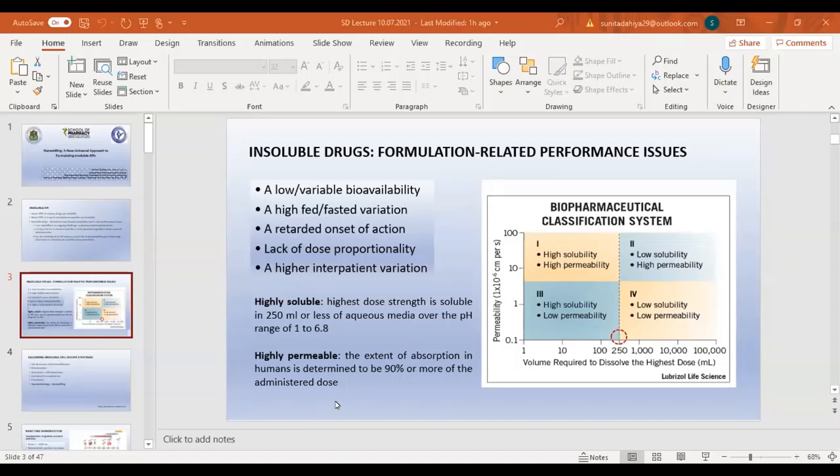In case of highly permeable, the extent of absorption in humans is determined to be 90% or more of the administered dose. So these 2 are the criteria which determine whether the drug will fall in class 1, 2, 3, or 4.